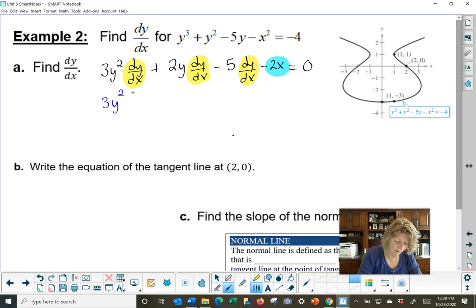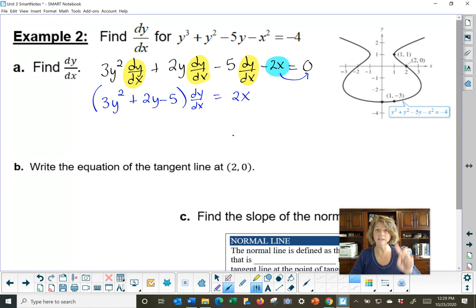I'm going to have 3y squared plus 2y, and I'm not forgetting my dy/dx. I'm just going to factor out dy/dx from those 3, and then I'm going to move the 2x to the other side through addition. Add 2x, add 2x. This was my GCF, the dy/dx. Anything not clear? Good.